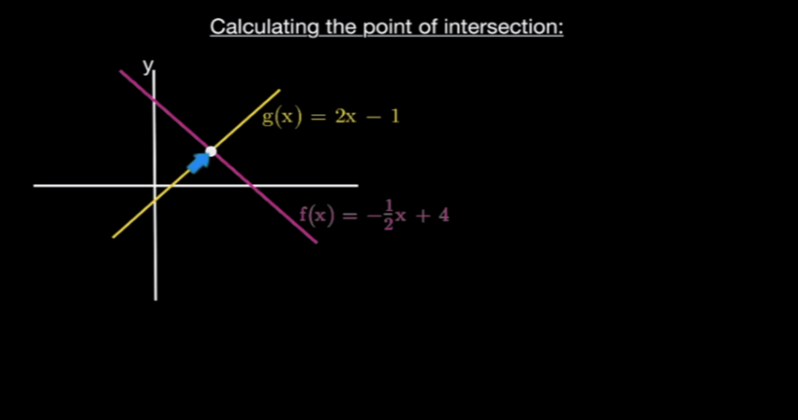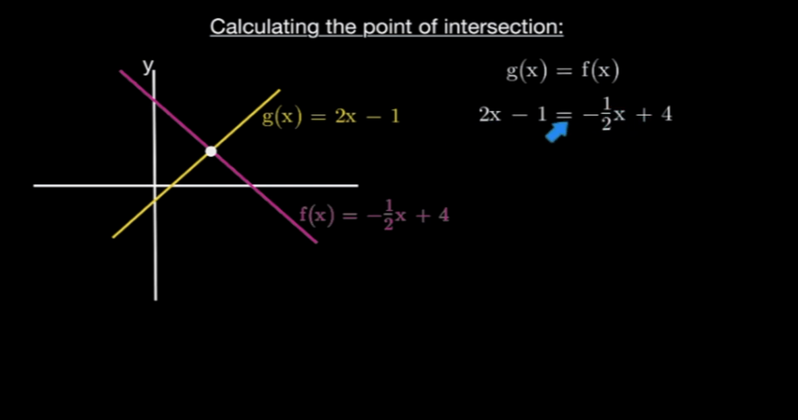Now to do that, it's quite a simple calculation. All that we need is the equations of both these two straight lines, and lucky for us, they are given to us. So we are simply going to equate these two equations. So let me show you. So we're going to equate g(x) with f(x), so that means 2x minus 1 must be equal to minus half an x plus 4, because at this point they both are the same. Okay, so that's why we are equating them.